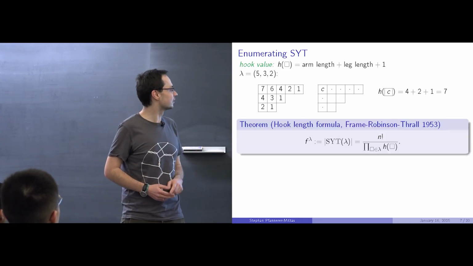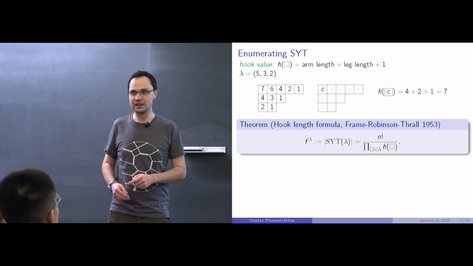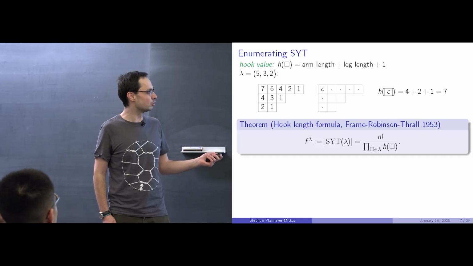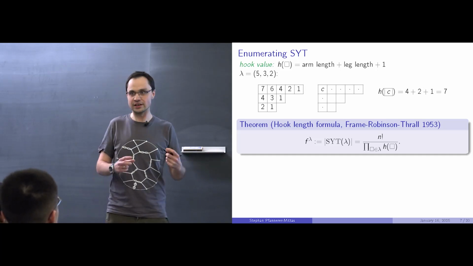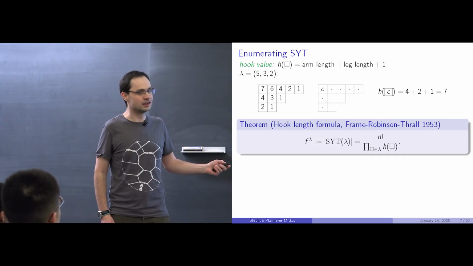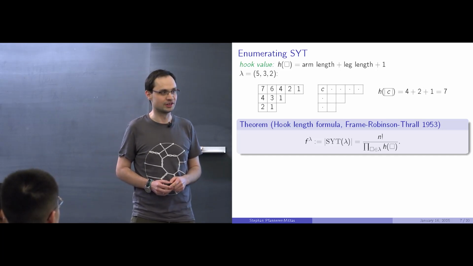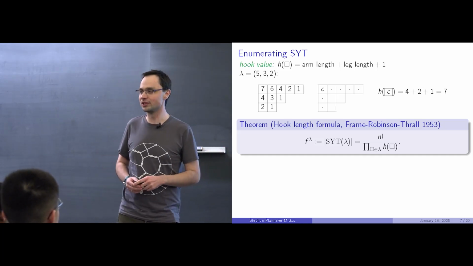And the famous hook length formula by Frame, Robinson and Thrall from the 50s is that the number of standard Young tableaux can be calculated by n factorial, where n is the size of the tableau, divided by the product of all the hook lengths. And it's a really beautiful formula.